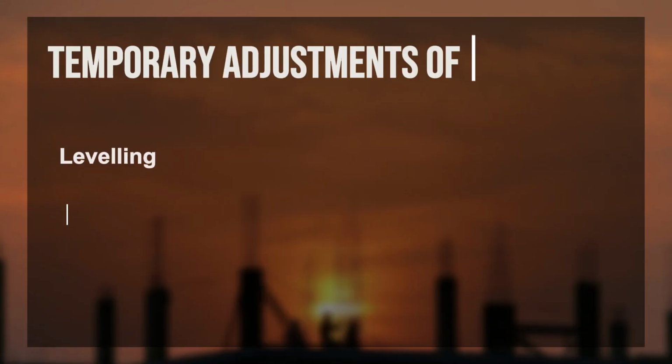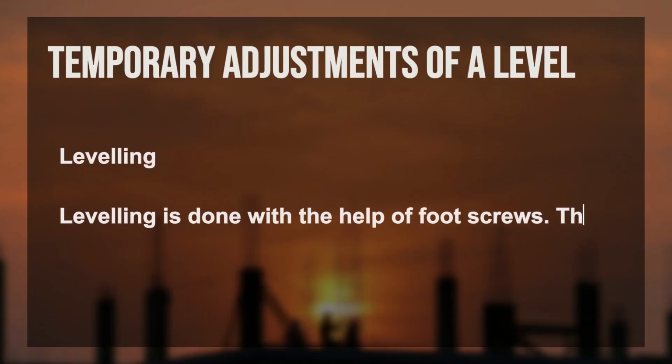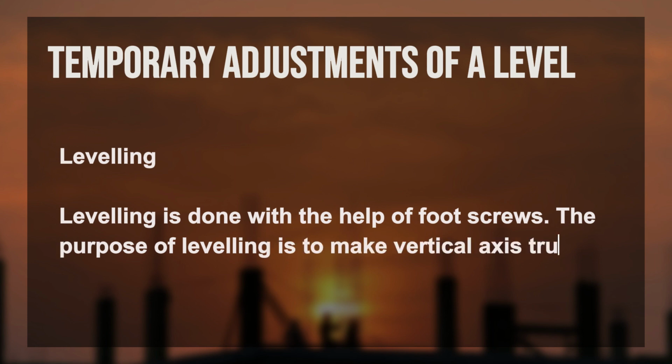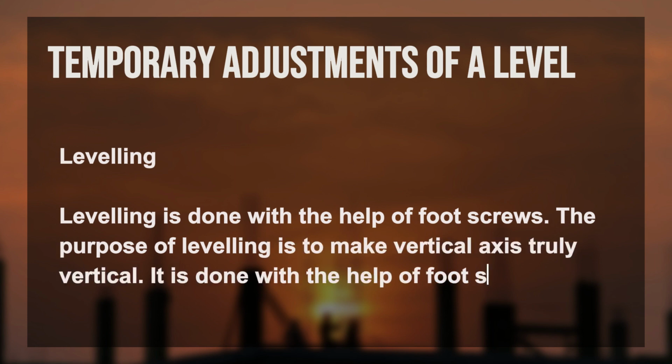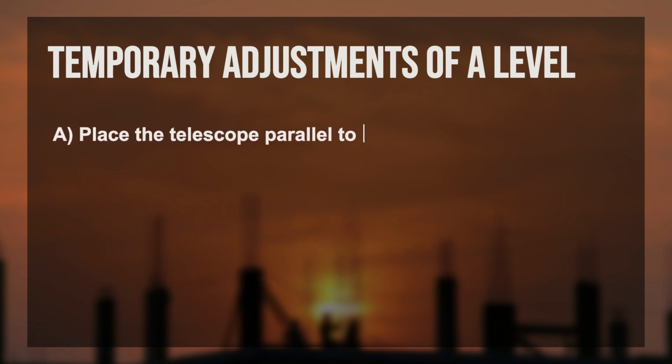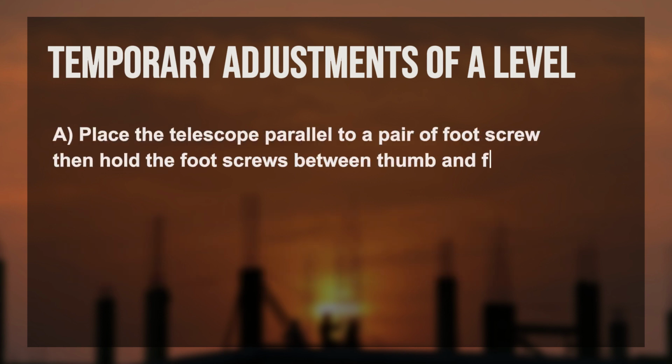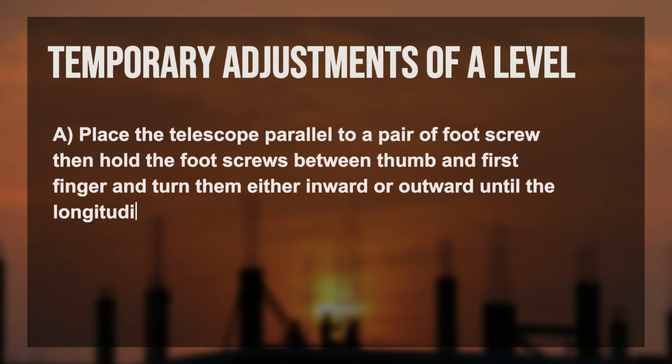The temporary adjustment of a level includes leveling with the help of foot screws. After the initial setup of the level with the help of the tripod, leveling is done approximately, and later the instrument is leveled precisely with the help of the foot screws that are placed just below the leveling instrument. First of all, we set up the telescope parallel to a pair of foot screws. There are 3 foot screws.